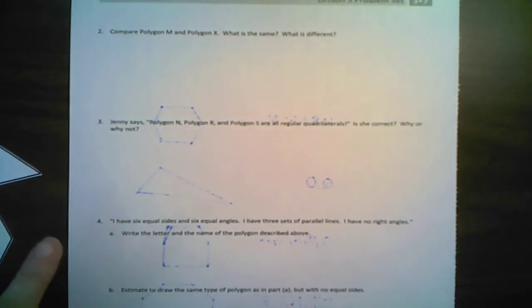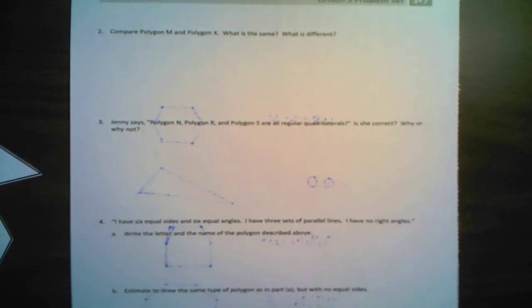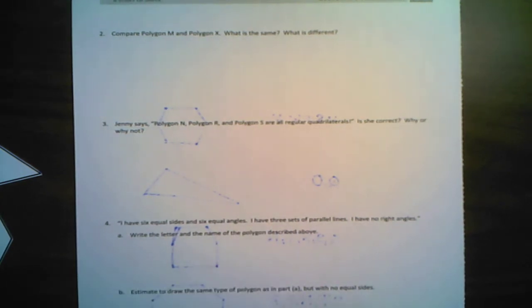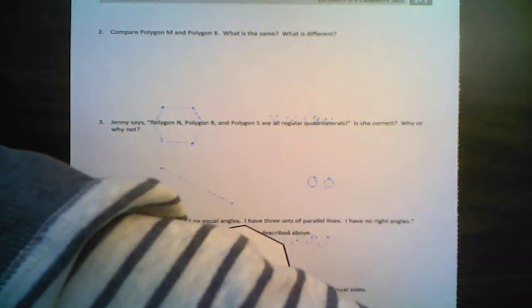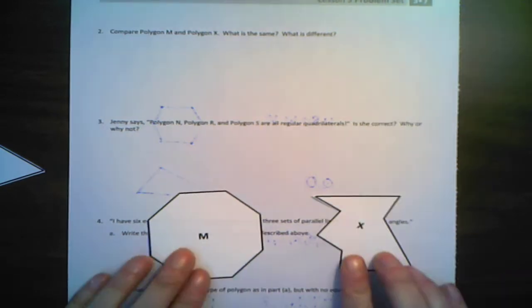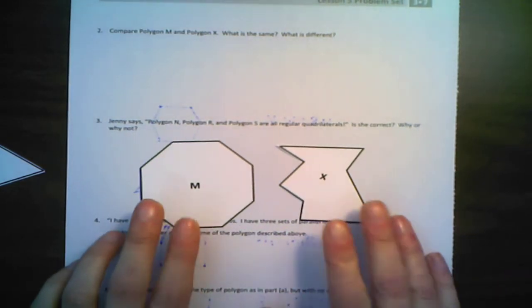Let's read number 2 together. Compare polygon M and polygon X. What is the same? What is different? I'm sorry, guys. It's so blurry today. I'm not sure why, but hopefully you can read it on yours and it's not so bad. Okay, so here's M and here's X.